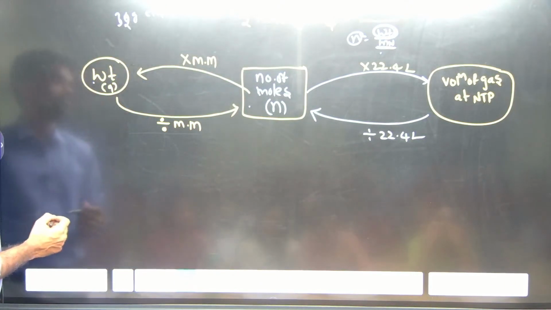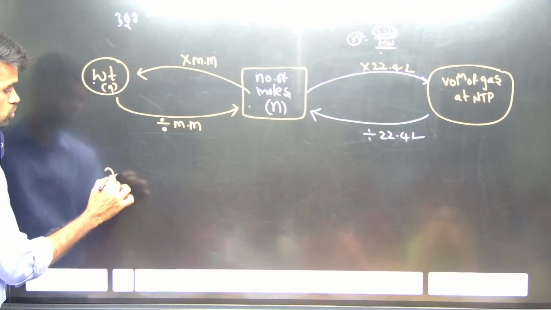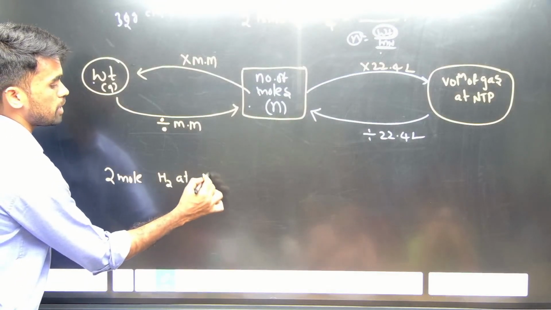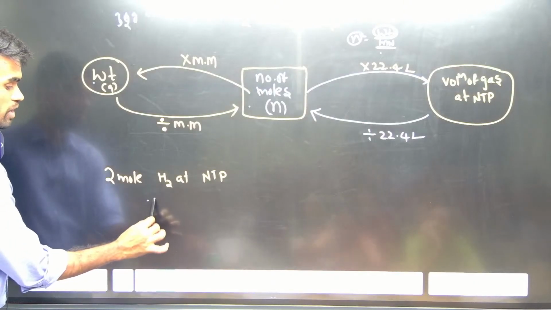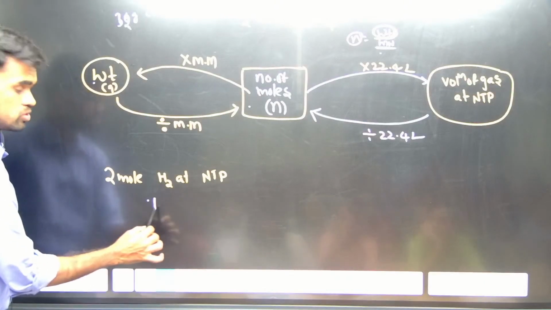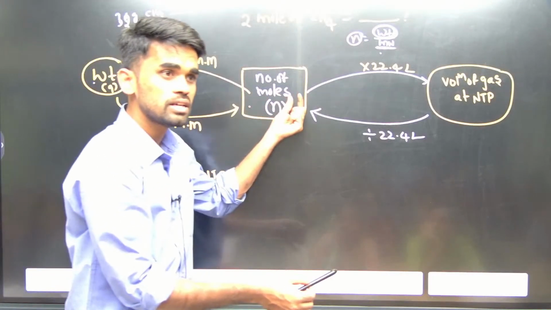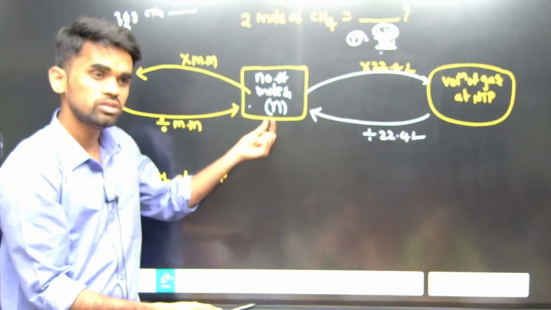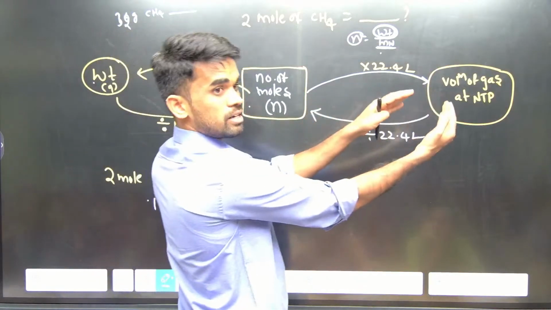Okay, number of moles. See, 2 moles of H2 at NTP I am saying. How much volume will it be? 1 mole means 22.4, so 2 moles means 2 into 22.4. So n moles of H2 means n into 22.4. Is this clear? Okay. Now come back from there to this side.